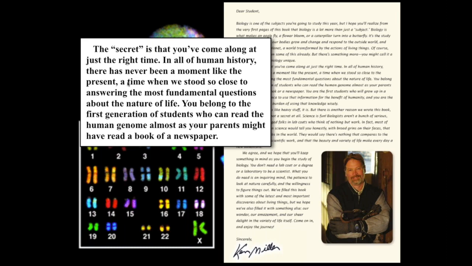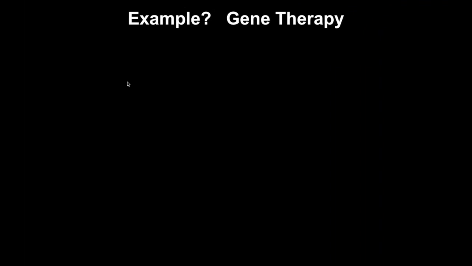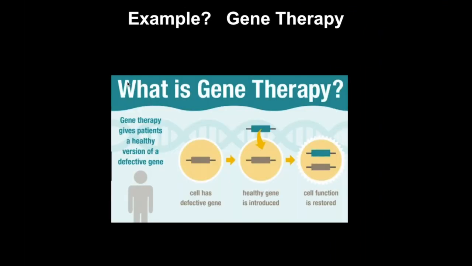And students, you belong to the very first generation of students who can read the genome, almost like reading a book or a newspaper. Now, one example of this is the idea of gene therapy, which frankly used to be a fantasy. And that fantasy was, if someone had a genetic disorder, it might mean that they had a defective gene in cells throughout their body. Gene therapy would involve inserting a good copy of that gene and restoring cellular function.